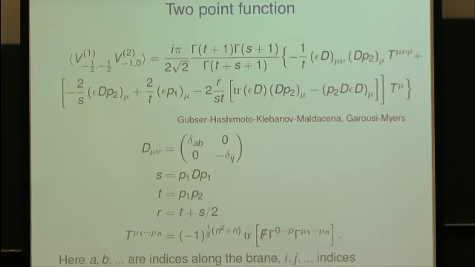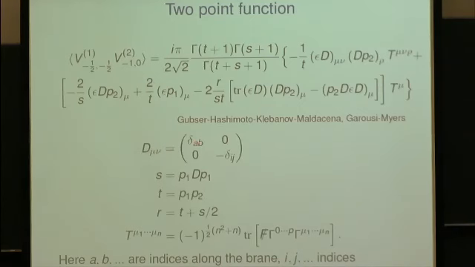Now, what do we have on the right-hand side? We have, first of all, the momenta P1 of the first vertex operator. We have P2, the momentum of the second vertex operator. We have, again, this matrix D, which has entries plus or minus 1: plus 1 for directions along the brane, so if A and B are directions along the brane, and minus 1 for directions orthogonal to the brane.